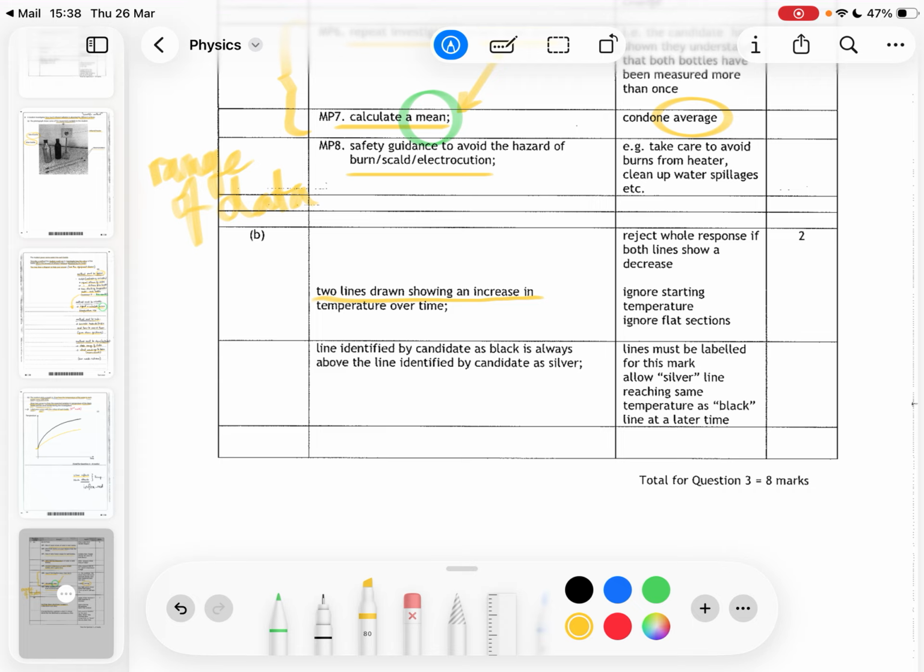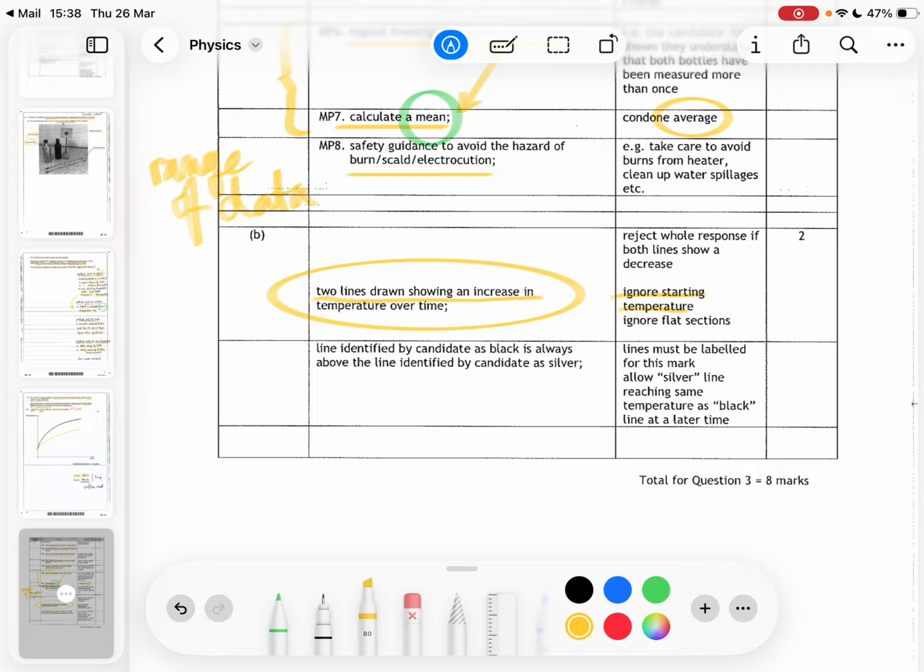They're looking for the 2 lines drawn, increase in temperature over time. Yeah, so I suppose you get 1 for each one. Ignore starting temperature. Well, they should start from the same temperature. It's not very clear what they're giving the 2 marks for. I suppose 1 for each line.